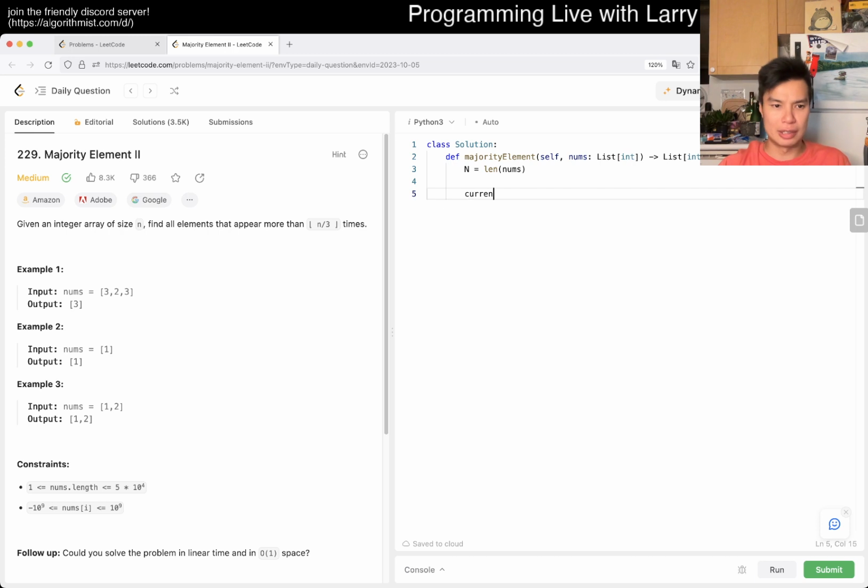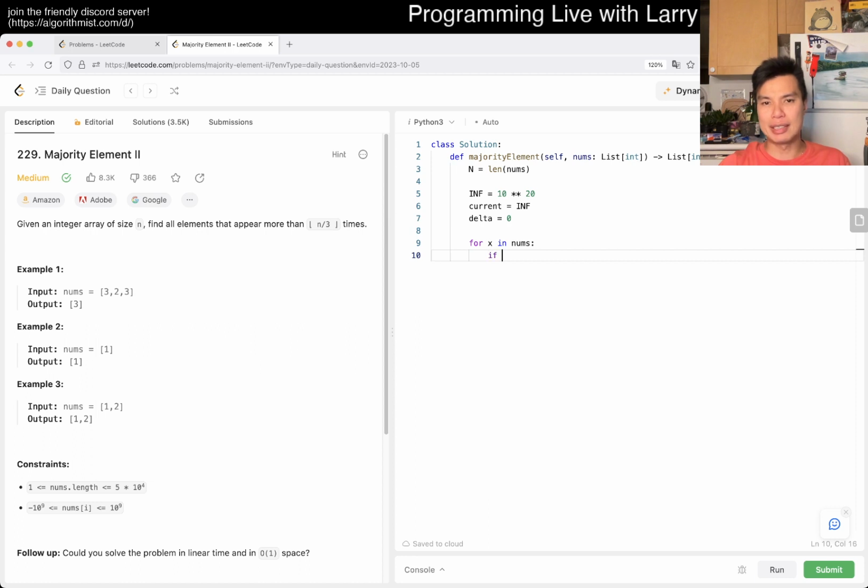So yeah, current is 0, and it could be a negative number. So let's just say some number that's still out of range, so infinity, right? And then maybe the delta is equal to 0. I forget what they call it in the algorithm. It's been a while. And then now for each number, if x is equal to current, delta increments by, let's say, +2, else delta -1, right? But if delta is exactly 0, then current is equal to x, so we can kind of just abuse it that way.